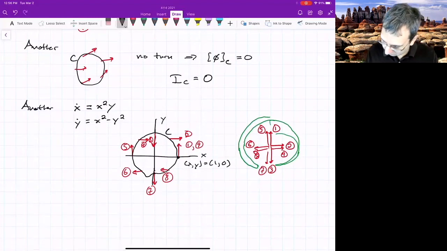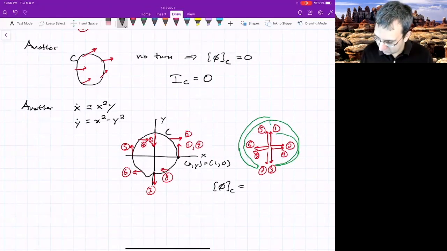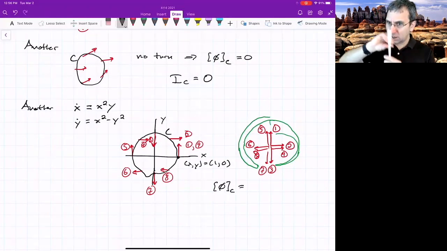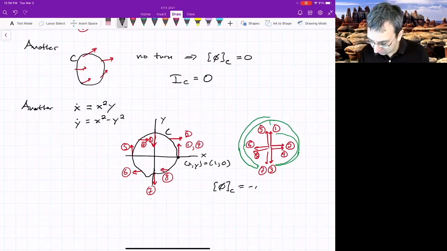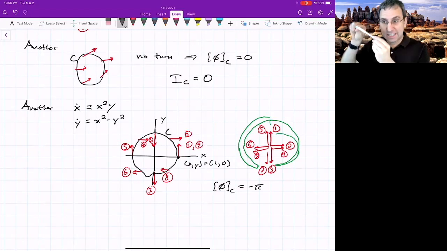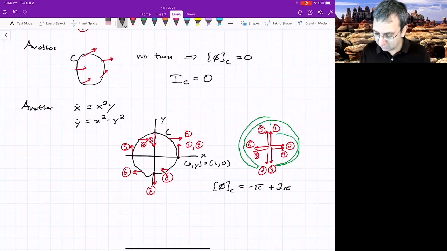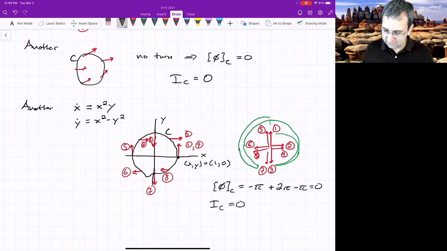If you look at what the number of turns was, we did a clockwise turn for 180 degrees, or in terms of radians, that'd be negative pi. And then we did a counterclockwise turn for a full 360. And then we did another clockwise turn, half a turn. So this is 0. So this curve has index 0, even though it's more interesting than this example up here.